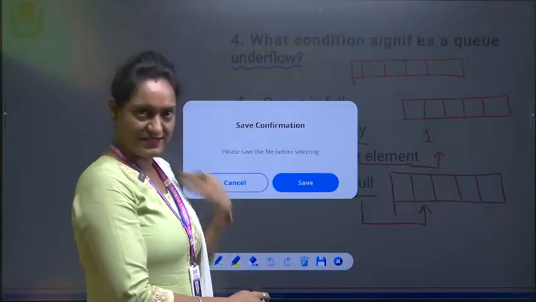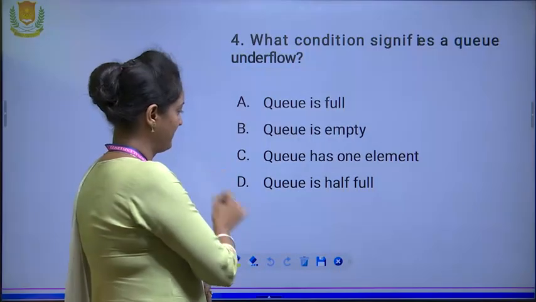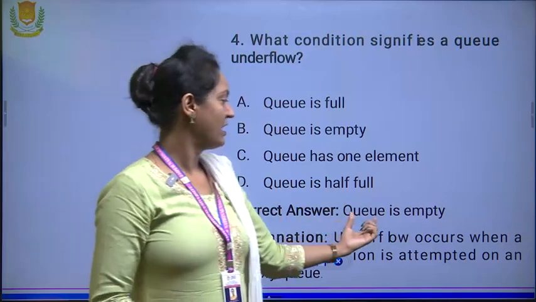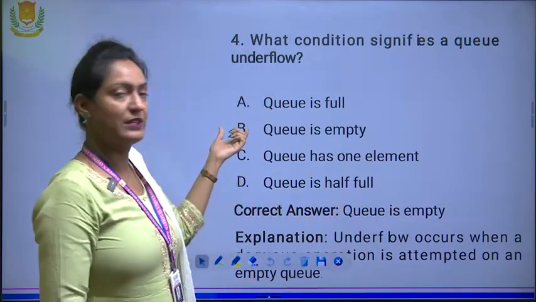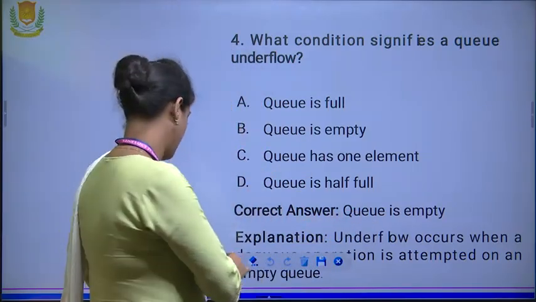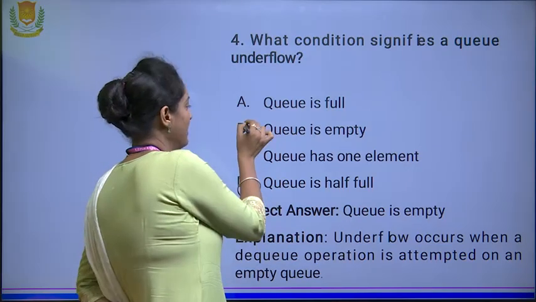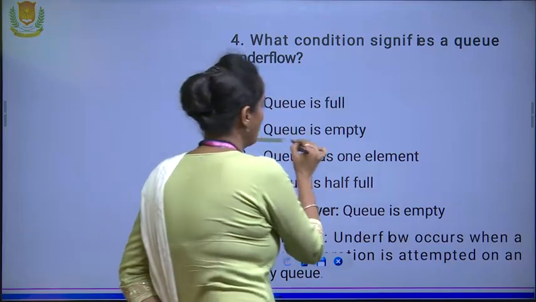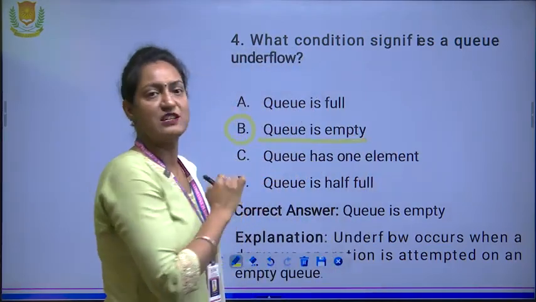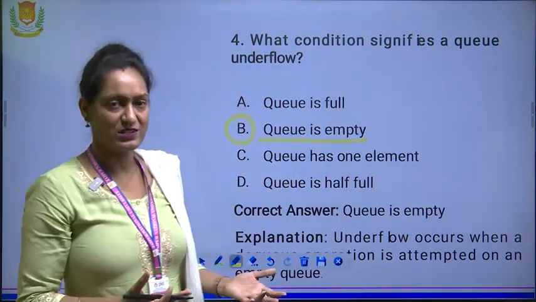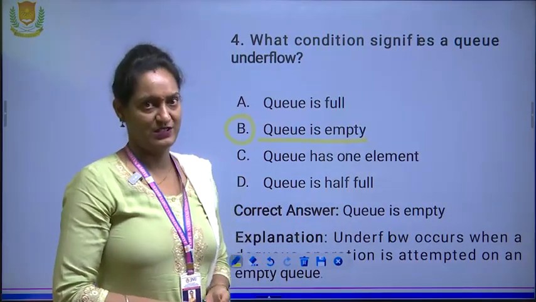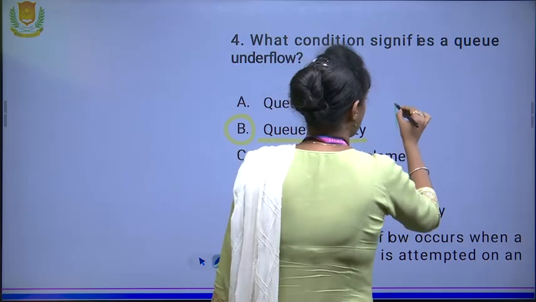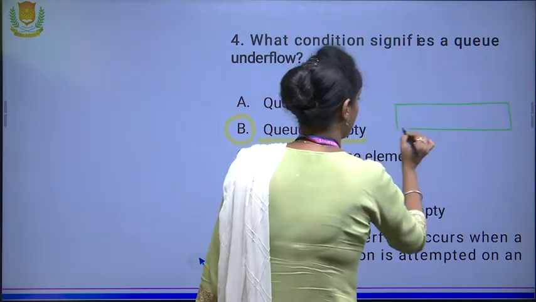So, let's discuss the answer. The answer is option B, right? Option B, queue is empty. Underflow means we do not have any element in it, right? If we don't have any element, the situation is known as underflow.